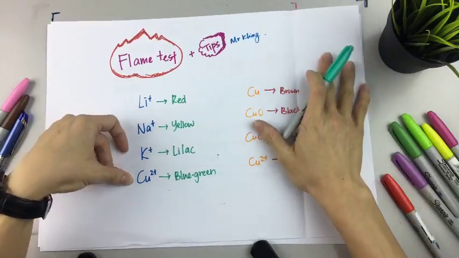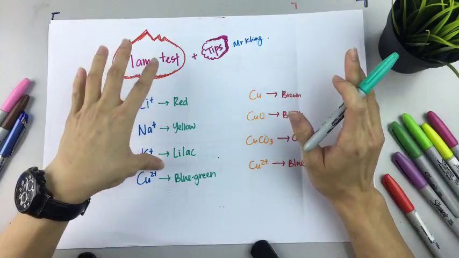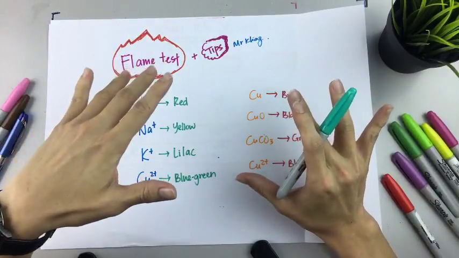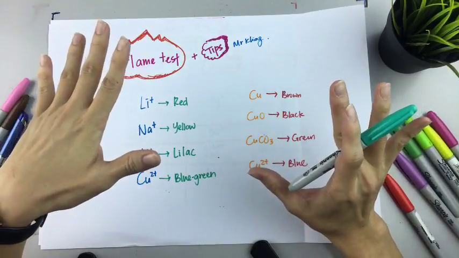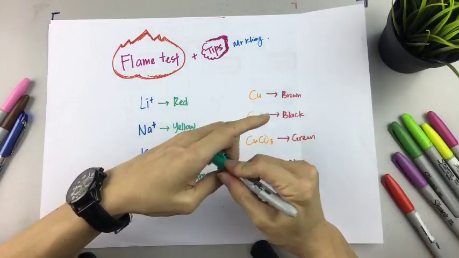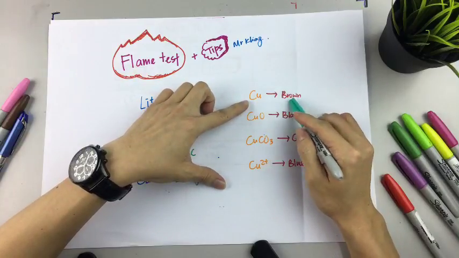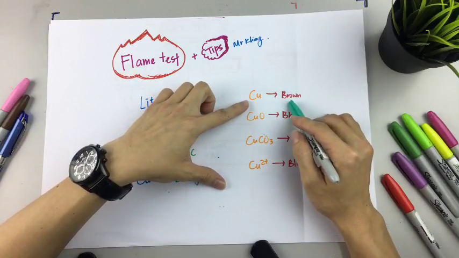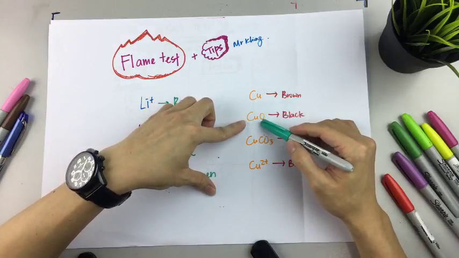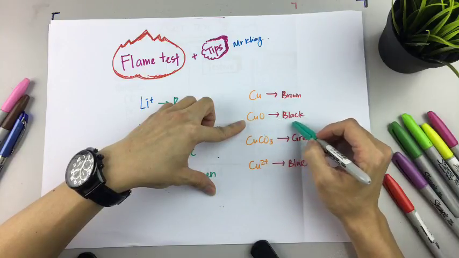So these are the tips. For information, copper is a bit tricky. It tends to form compounds of different colors, so you need to be careful with this. When it is just copper itself, the color of the copper atom is brown. But if it is copper oxide, it is black in color.